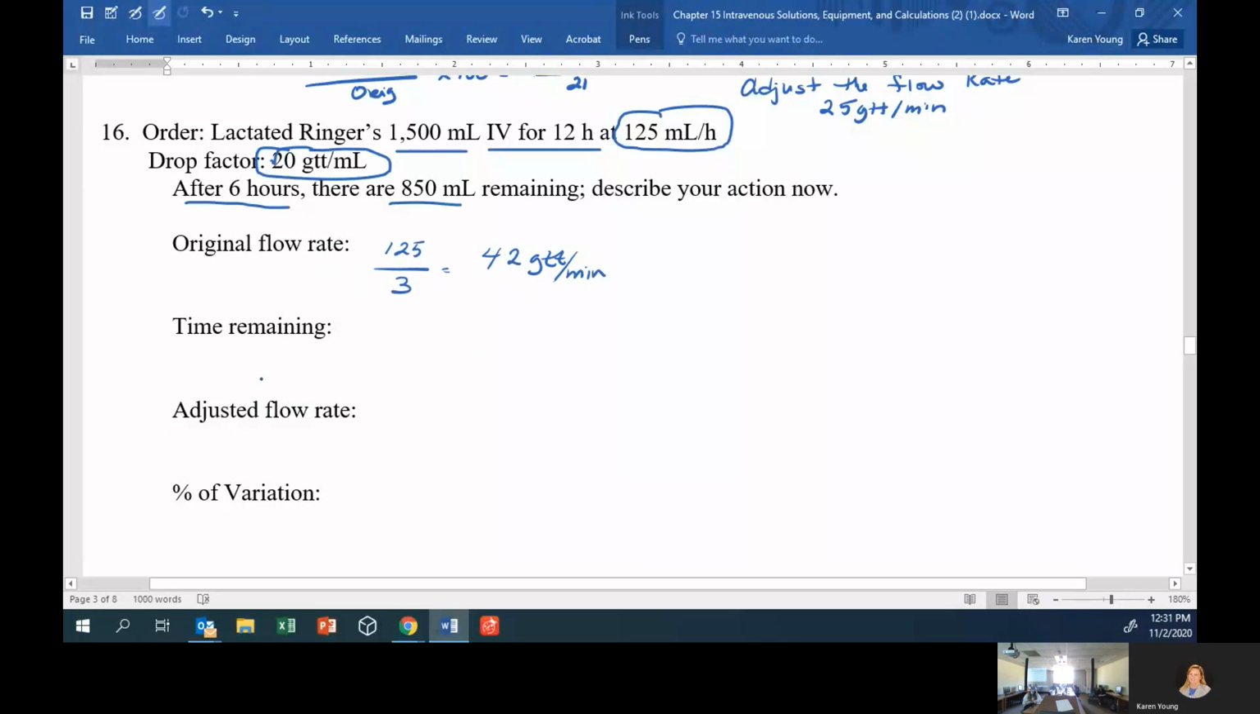And then I've got to find out what my adjusted flow rate is. I've got to know how much time I have remaining. Well, I had 12 hours total. I'm checking it after 6. So I have 6 hours remaining. And then it told me that I have 850 remaining.